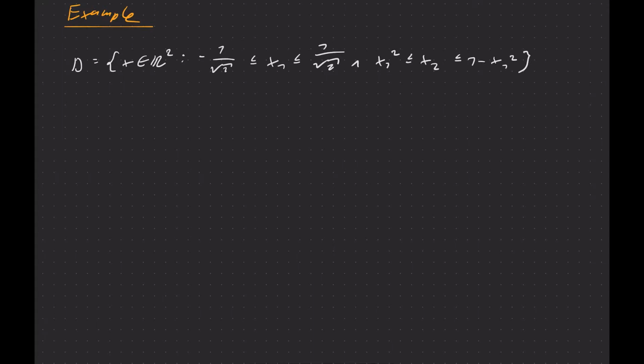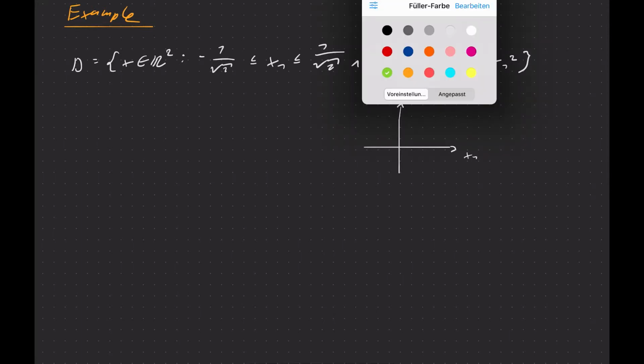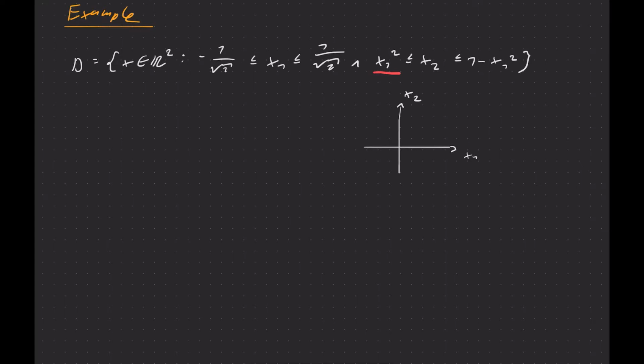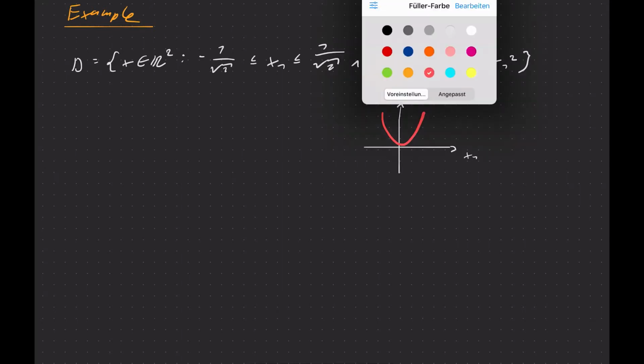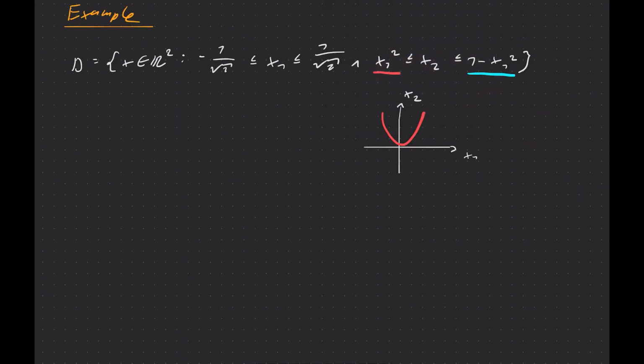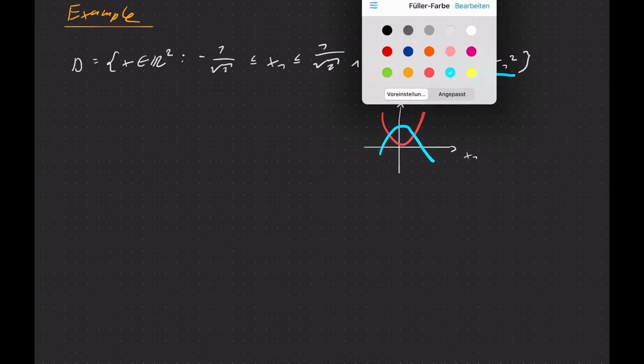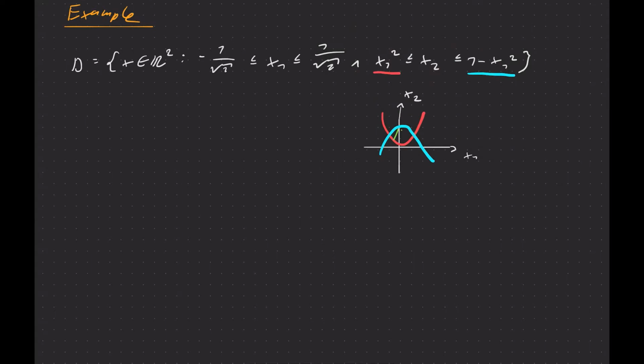Now what that looks like, just as a quick reminder, what you have here is two parabolas. There's this lower bound parabola, x1 squared. That looks like this. And then there is the upper bound, 1 minus x1 squared. That looks like this. So the set D is everything in between those two. Meaning exactly this here, that is the set D, of course, including the bounds as well.